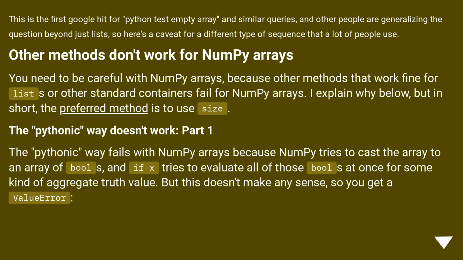The Pythonic way doesn't work, part 1. The Pythonic way fails with NumPy arrays because NumPy tries to cast the array to an array of bools, and if x tries to evaluate all of those bools at once for some kind of aggregate truth value. But this doesn't make any sense, so you get a ValueError.